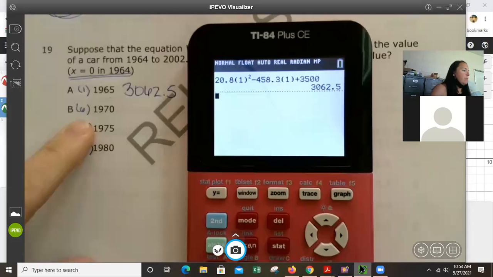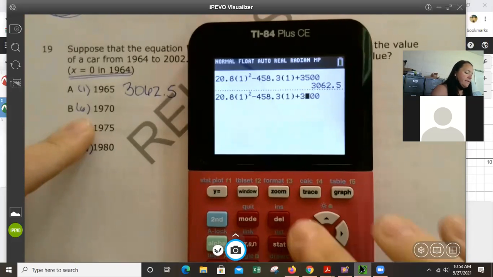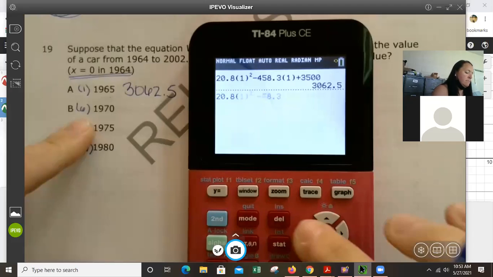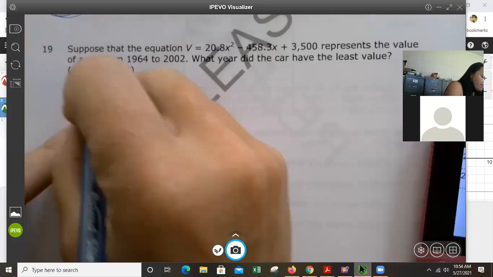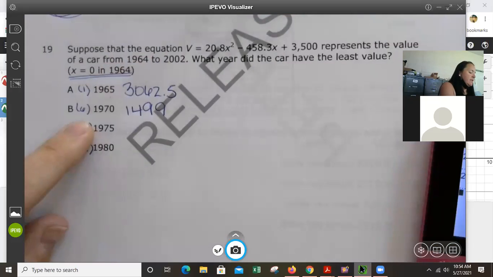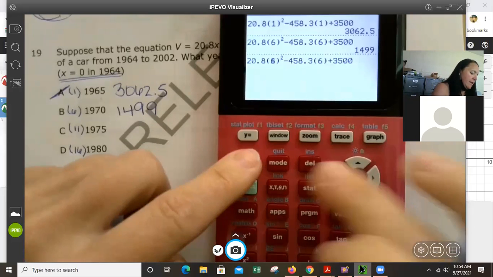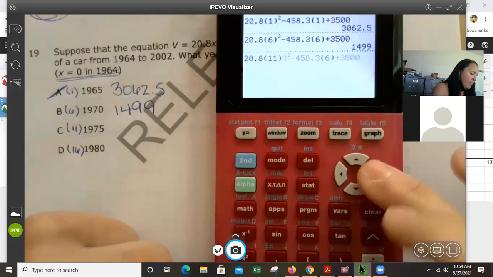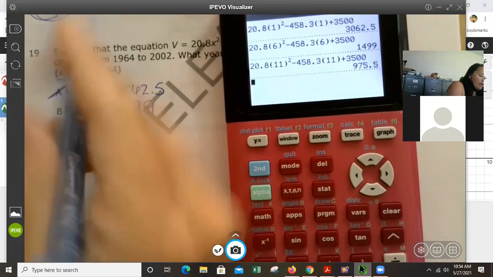We're going to do the same thing, but this time we're going to plug in 6. Listen carefully. Go up and highlight that, and this should change these to 6s. You don't have to type it all back in. Some of you take forever typing that in. That might make it a little bit easier. We get 1499. So we know it's not this one because we want the least value. Let's try 11. So I'm going to plug in 11, and we get 975.5.